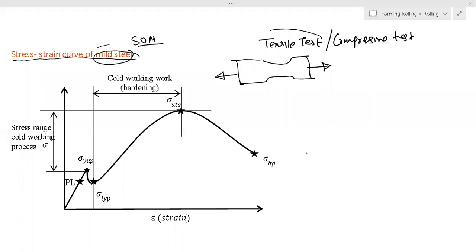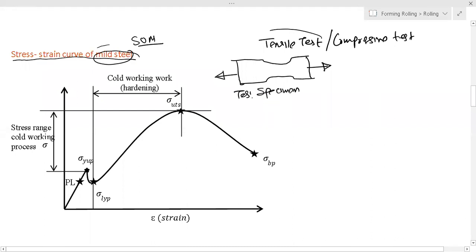Okay, so this is your test specimen. Generally, almost 90 to 95% of machine elements are subjected to tensile stress, and this is the reason we always talk about the tensile test.